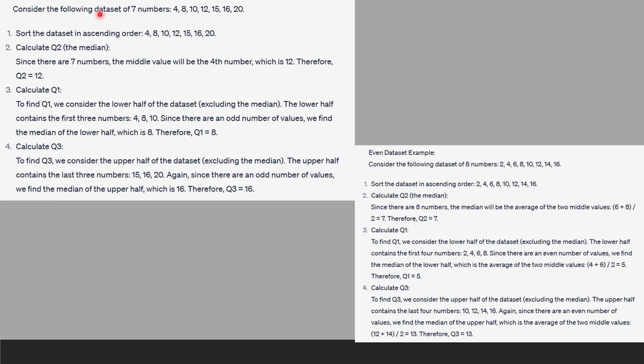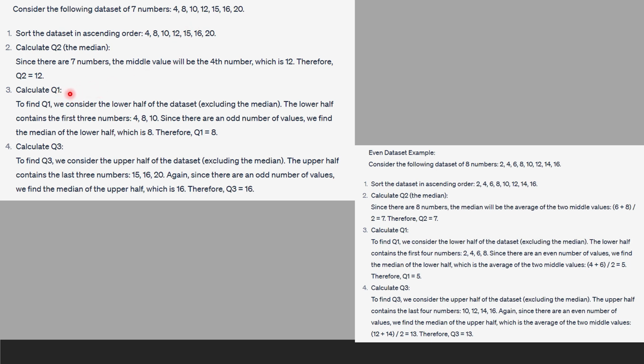Consider the following data set of 7 numbers: 4, 8, 10, 12, 15, 16, 20. First, we need to arrange it in ascending order. So we have arranged it like this. Q2 is the median, so first the middle value, that is 12. In the case of 7 numbers, an odd count, we directly get the middle value, 12. So quartile 2 is Q2, that is 12.